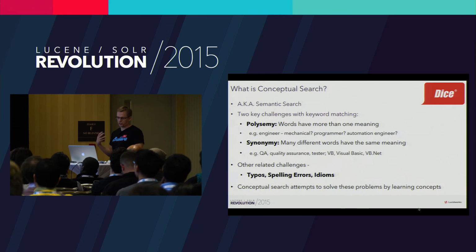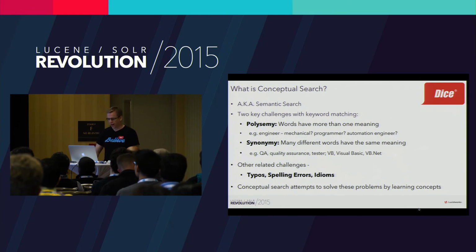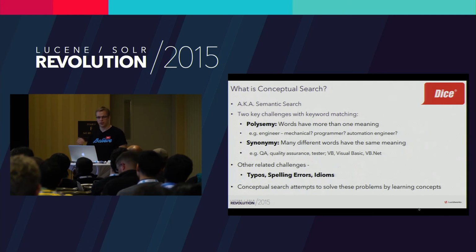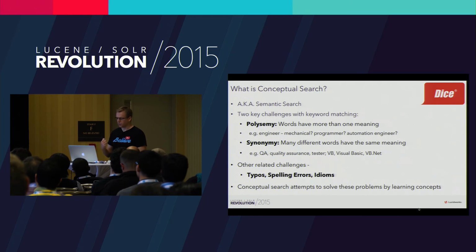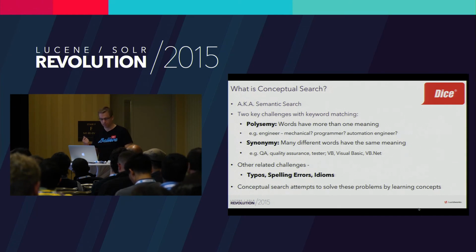There are two key challenges with traditional keyword matching that there are attempts to solve. One is polysemy, which I always have a hard time saying. Doesn't really roll off the tongue. This is where a word has more than one meaning. So picking some examples from our site, the term engineer on Dice itself is very ambiguous because without more context surrounding that, if someone just does a search for engineer, and people do that, we don't really know if they mean mechanical engineer, programmer, automation engineer. So that's one example of one term meaning many different things.